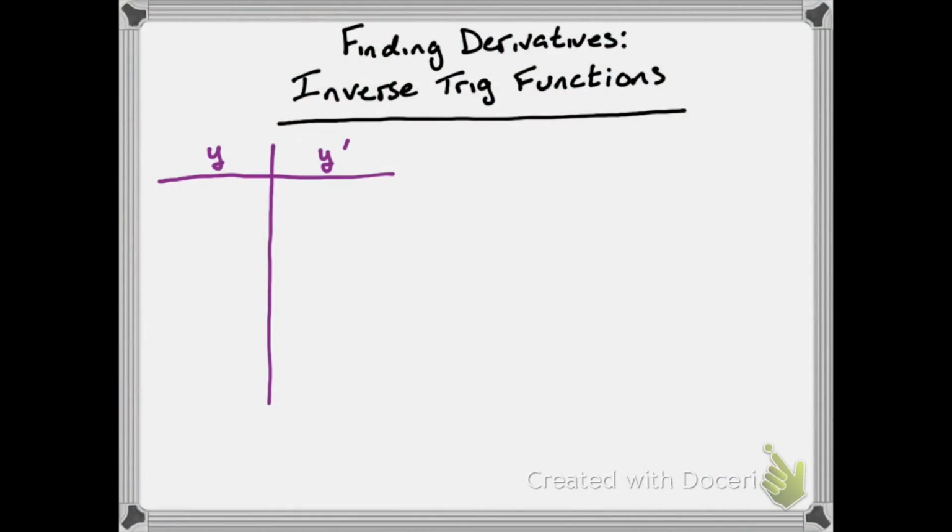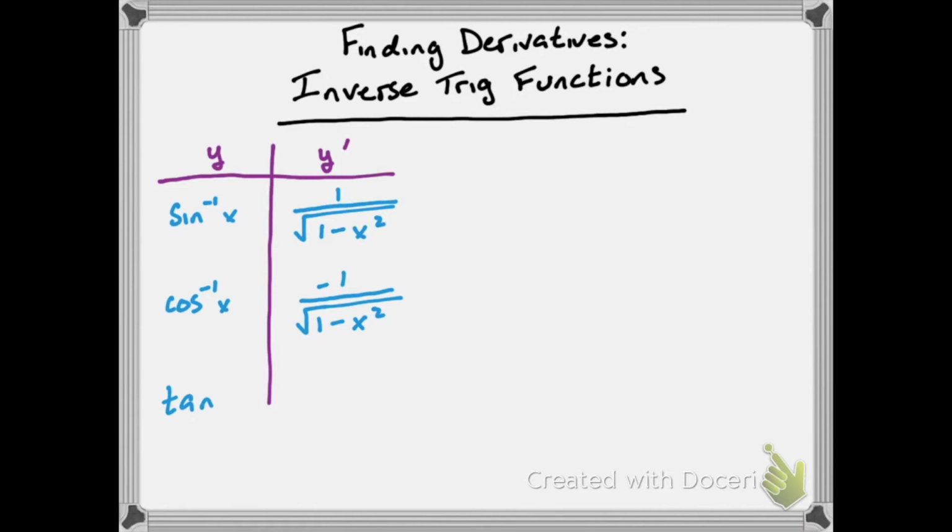Finding derivatives of inverse trig functions. I think it's best if we put them in a chart. If we have our function sine inverse of x, its derivative is going to be 1 over the square root of 1 minus x squared. Cosine inverse is very similar, just negative. And tangent inverse, its derivative is 1 over 1 plus x squared.